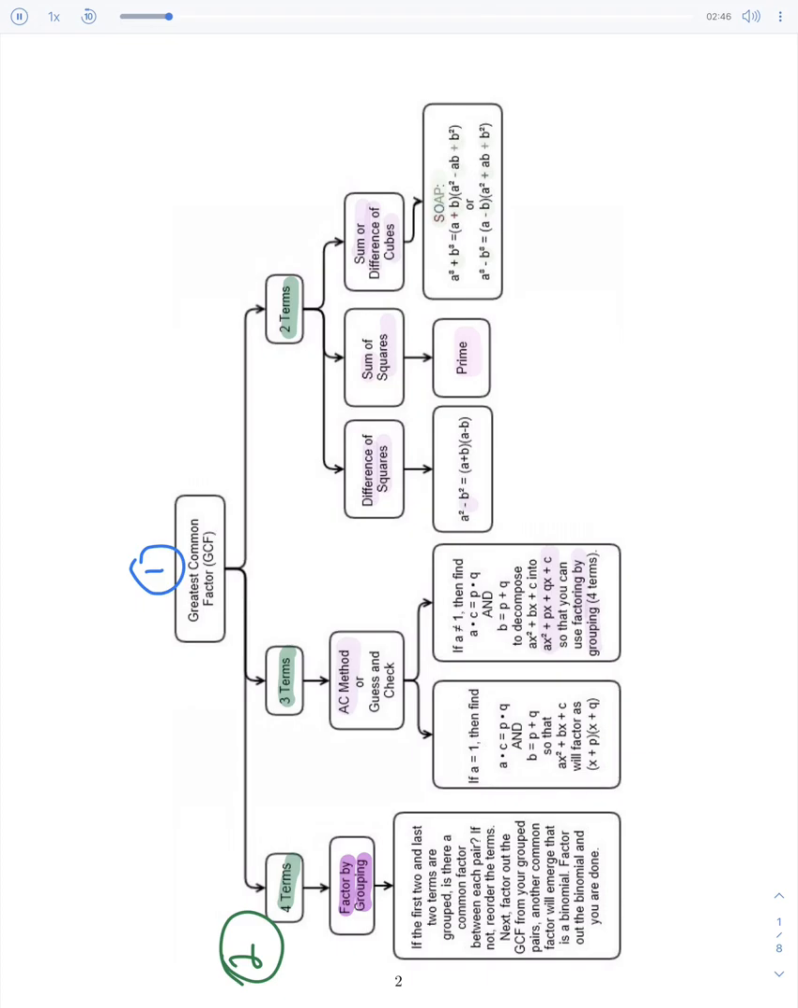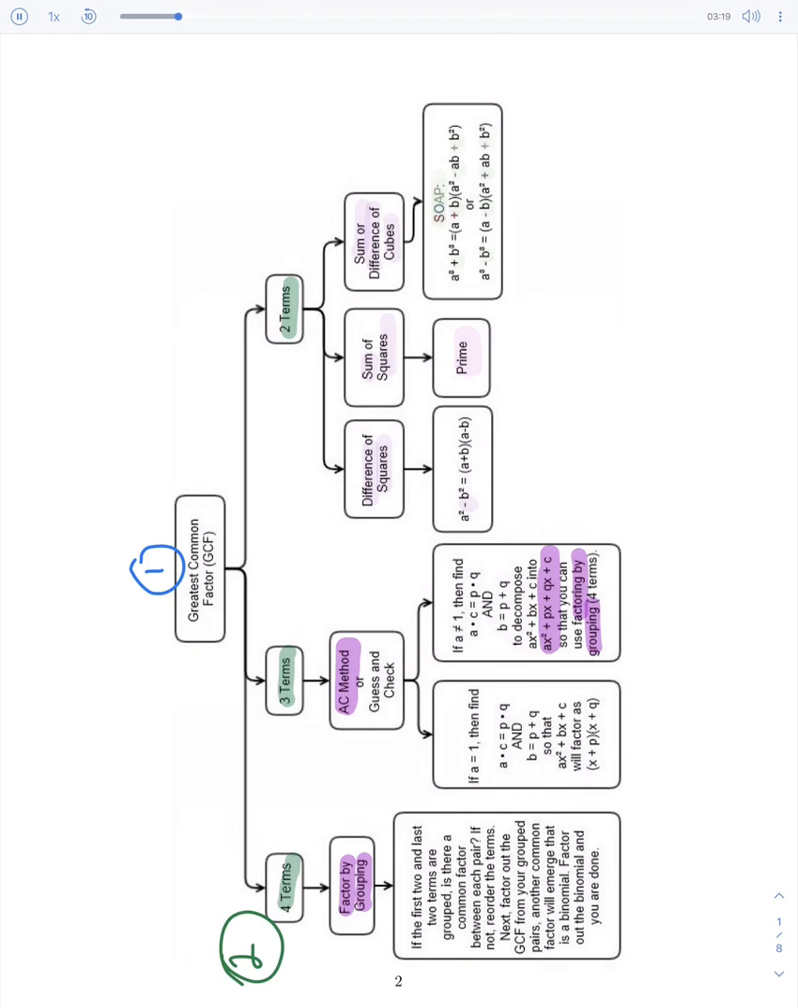Then we also talked about three terms. If you've learned guess and check, you can use that if you like it. But we learned the AC method, which is you take your A times your C. You figure out what two things multiply together to give you the middle number. And then you break up your middle term so that you can do four terms, so that you'll have a grouping problem again.